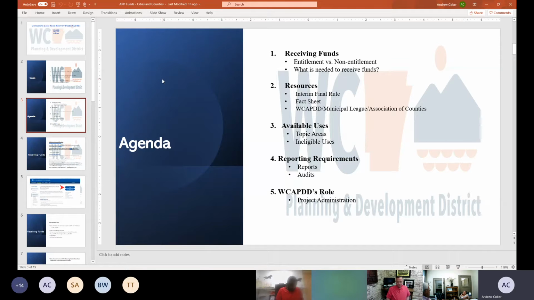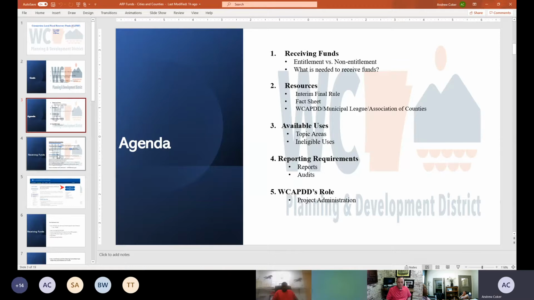The first one being receiving funds. We're going to go over what entitlement versus non-entitlement means, as well as what is needed to receive the funds. We're going to go over some of the different resources available to the communities during this time. We're going to move into the available uses and the ineligible uses. There's lots to cover there as well. Onto the reporting requirements, as well as information on the different reports available or needed from our communities, as well as the audit situation. We're going to wrap it up with our role in this and how we can assist our communities with the project administration.